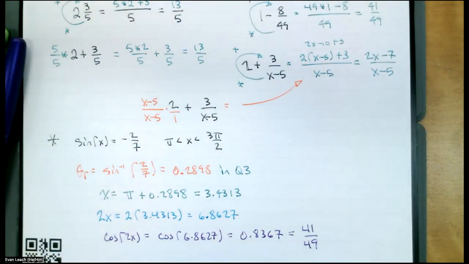There are multiple ways to get at the answer to the problem. Clearly, the intended way was to use a double angle identity because this is in the chapter in which the double angle identity resides. But if you know the sine of x is negative 2/7, and you know that x is in the third quadrant, you can figure out what x is, figure out what 2x is, and then just find the cosine of that. The best way to do it is whichever one of those methods occurs to you first.